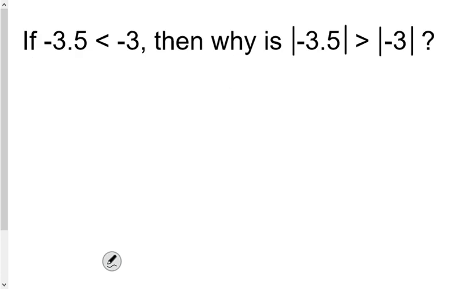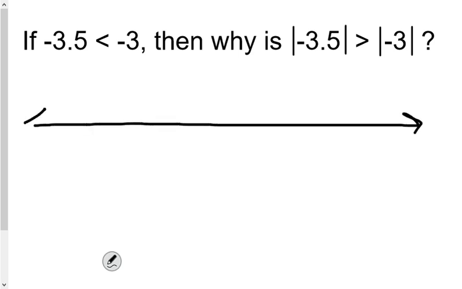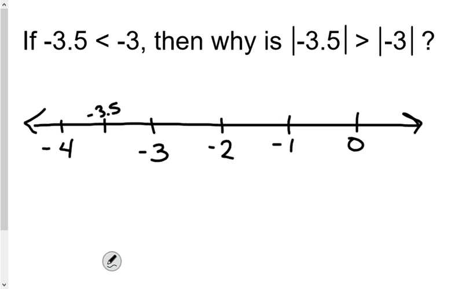Now, a little bit of reasoning about absolute value. Negative 3 and 5/10 is less than negative 3, which it is, because think about it, on a number line, if this is 0, we have to count back negative 1, negative 2, negative 3, negative 4. Negative 3 and 5/10 has to be between negative 3 and negative 4. So negative 3 and 5/10 is less than negative 3 because it's lower on the number line.